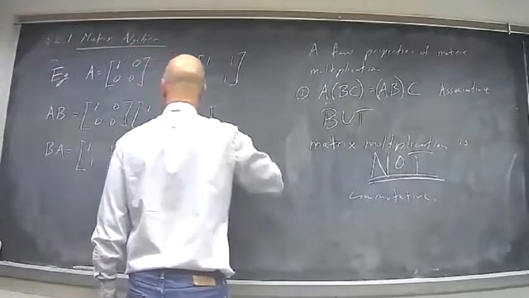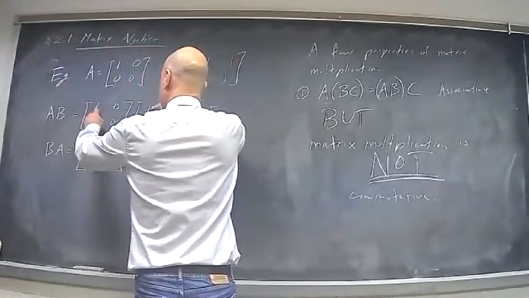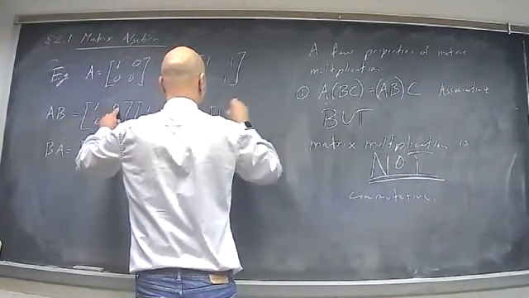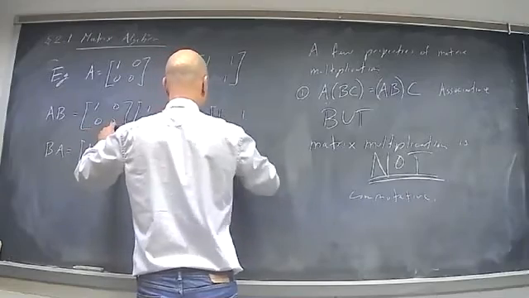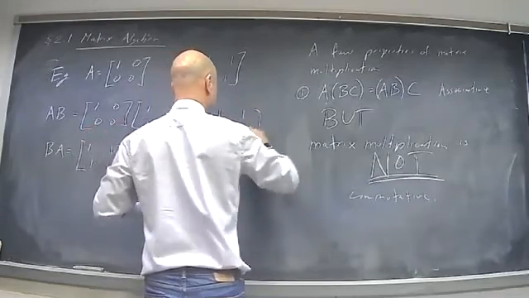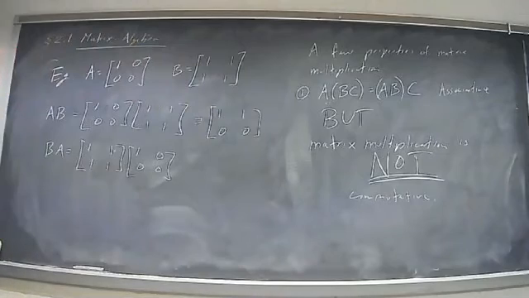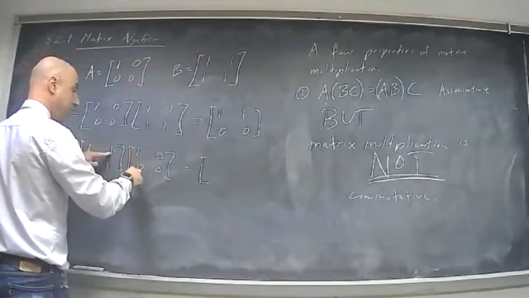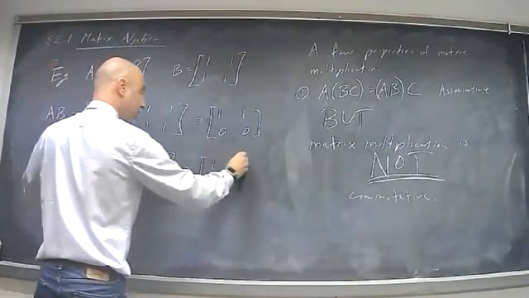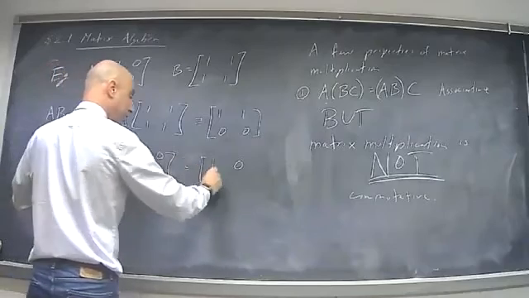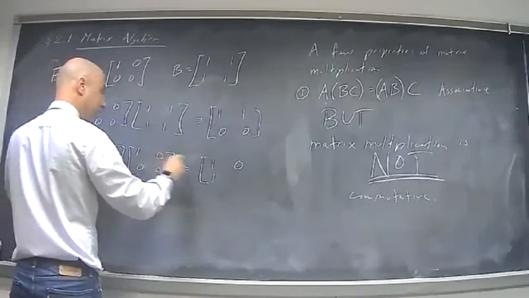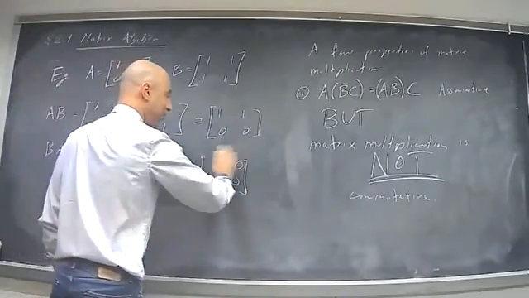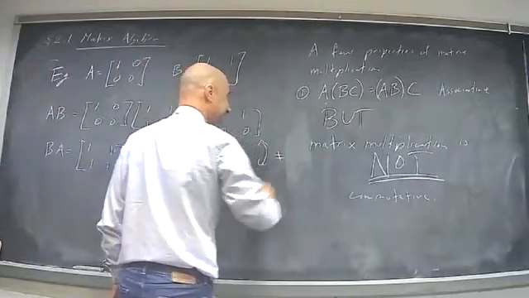Take your fingers out. This one's going to be easy. 1 times 1 is 1. 1 times 0 is 0. So that's 1. 1 plus 0. 0 plus 0. 0 plus 0. So A times B is that. And B times A, 1 plus 0, 0 plus 0. 1 plus 0, 0 plus 0. So A times B and B times A are not the same. That looks like an H, but it's supposed to be not equals.